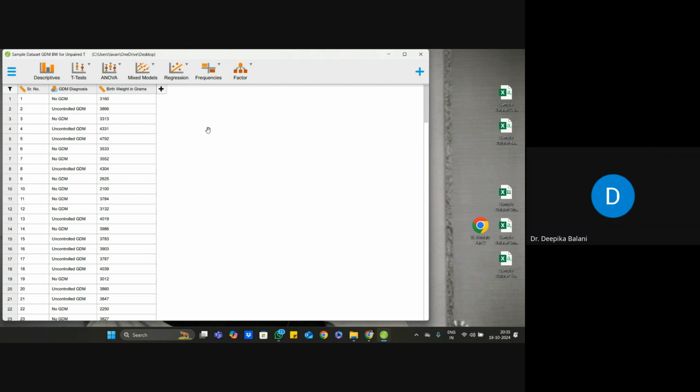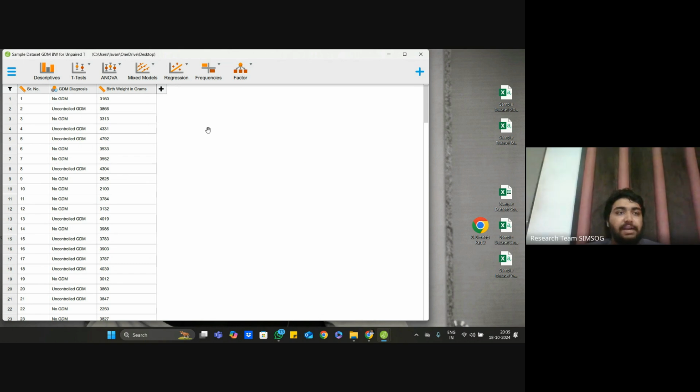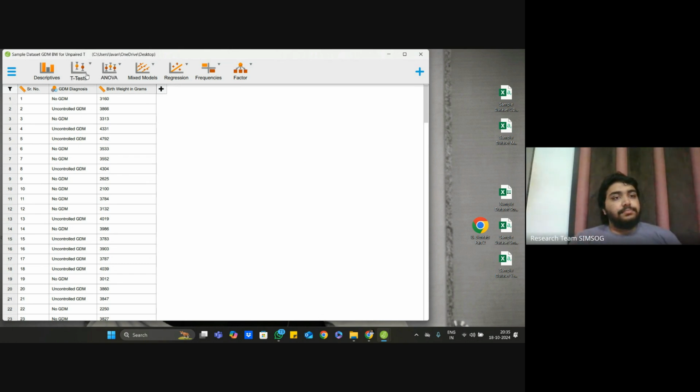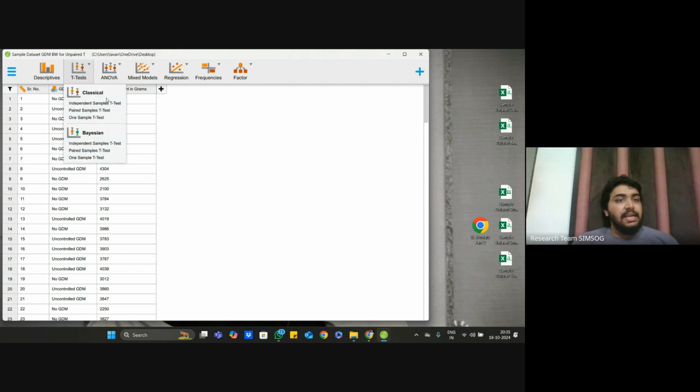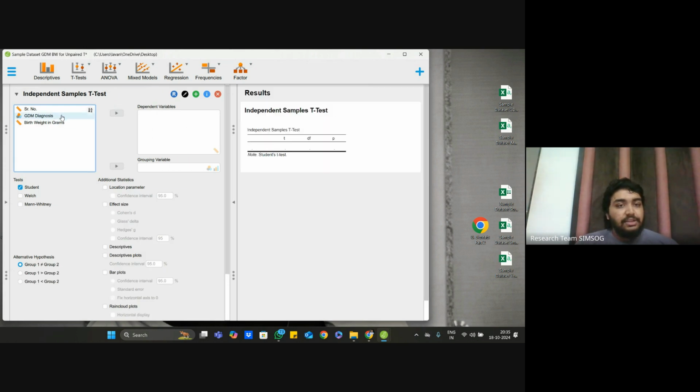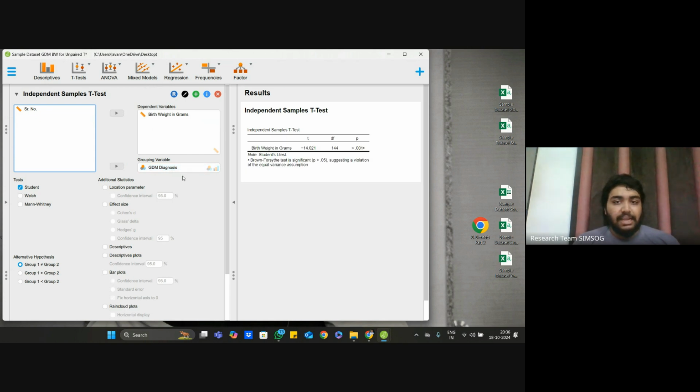Unpaired. Perfect. It is unpaired. So we'll do an unpaired t-test. You will go to t-test and then independent samples t-test, where your dependent variable would be birth weight and the grouping variable, or your independent variable, will be GDM diagnosis. If you just put that in, it will simply give you the t value as well as a p value.